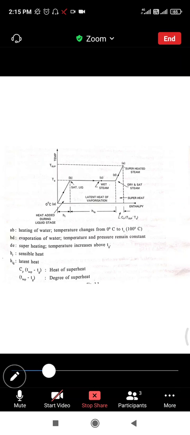It is a pressure corresponding to a saturation temperature. Okay, what is this sensible heat? These are the definitions. What is sensible heat?